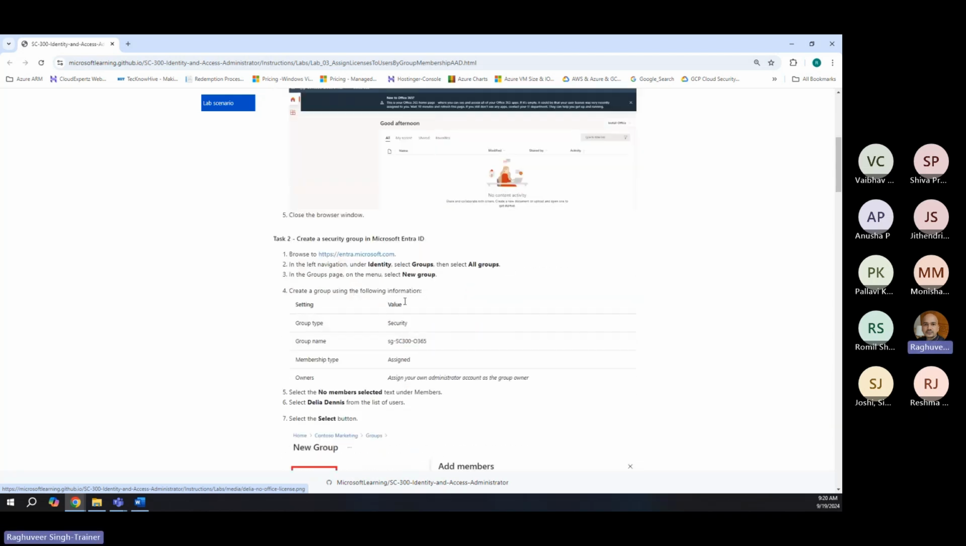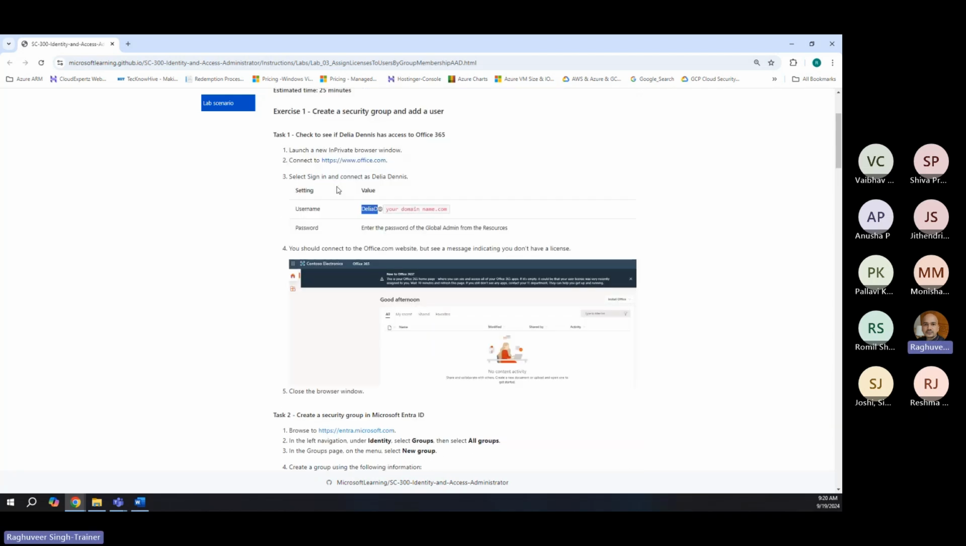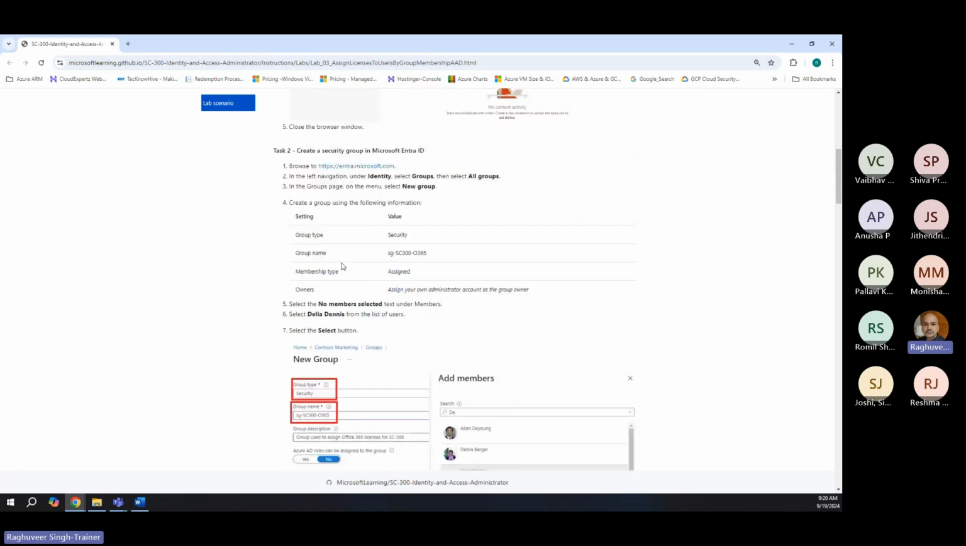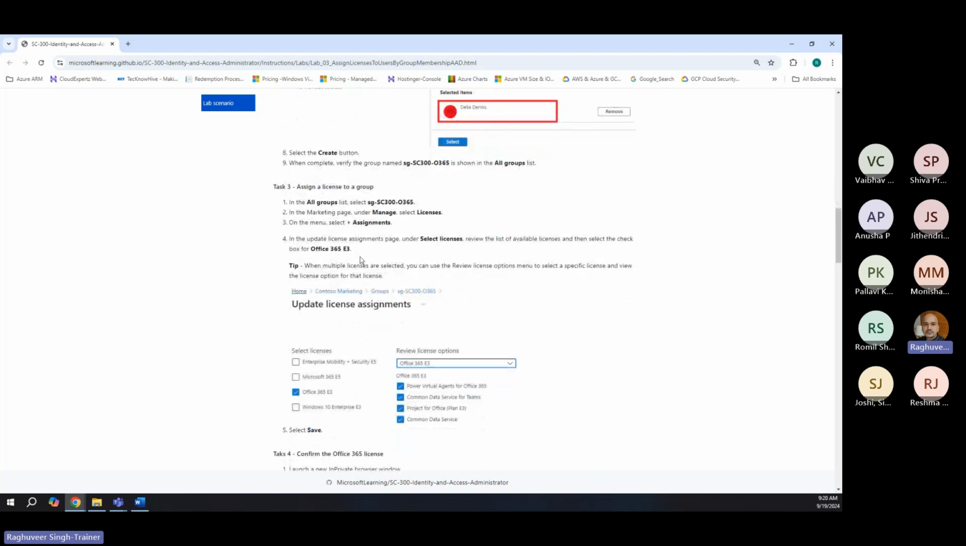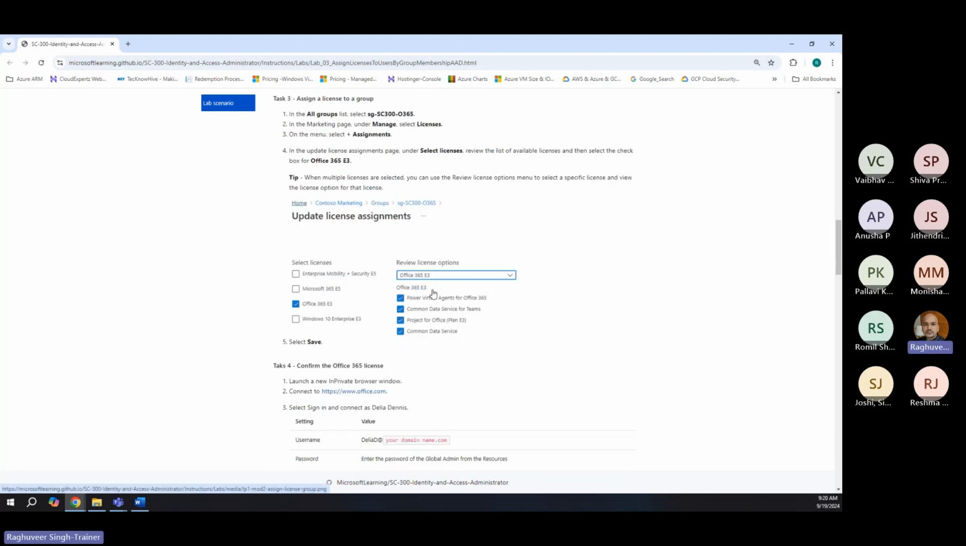And then it says, let's go ahead. So it basically says to try with the user and see whether the user has access to Microsoft Office. And after that, create a security group, add that user as a member to that security group, and then assign a license to that group. Instead of assigning a license to the user directly, assign the license at the group level. And after you assign the license, now in this case, you don't have Office 365. What you have is a Microsoft Entra ID P2 license. So you will assign the P2 license to this user.